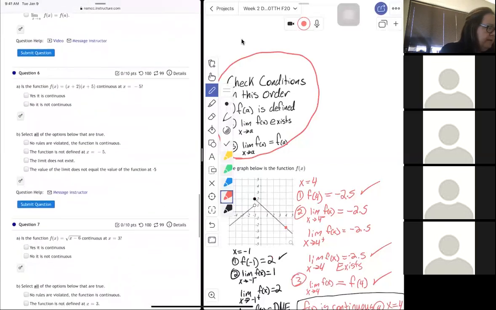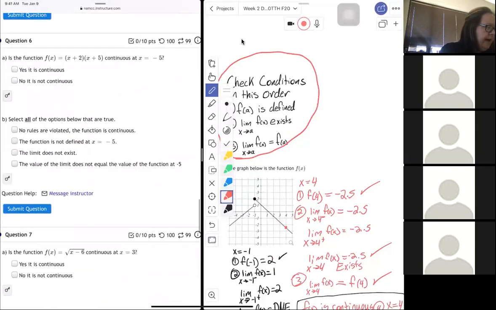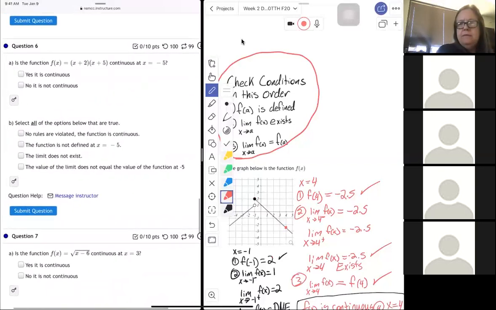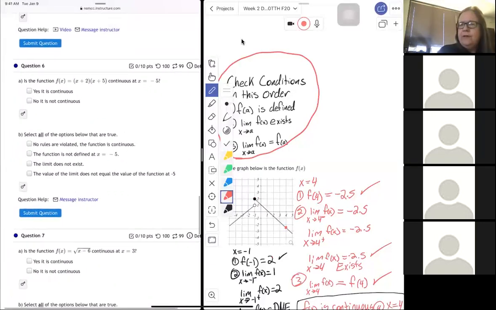These in the middle, instead of having you select the first one that is violated, this one says select all the options below that are true. So if it's continuous, it's going to say no rules are violated. The function is continuous. If it's not continuous, you may have some combination of the other 3 choices. So just watch for that. Like I said, I've done one like every single one of those in the lecture video. So all you got to do is watch how I do it and just follow that same thing.